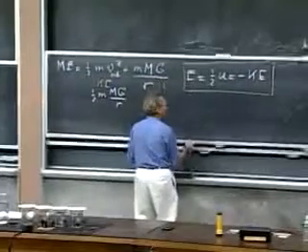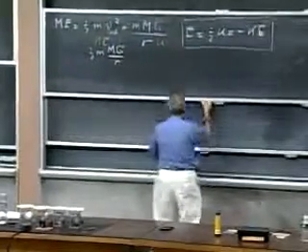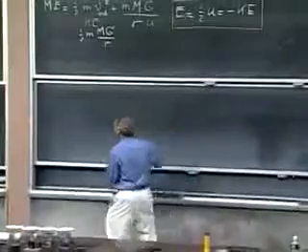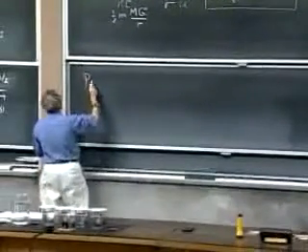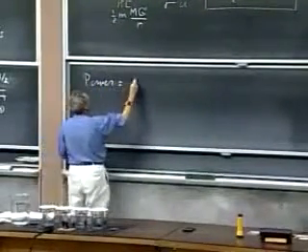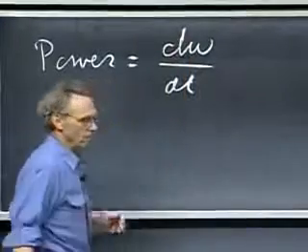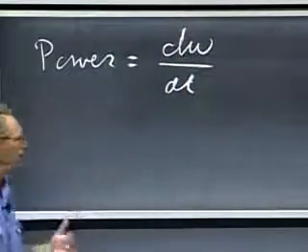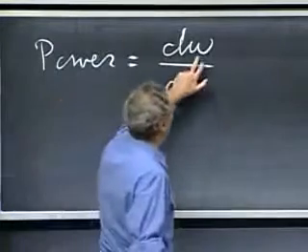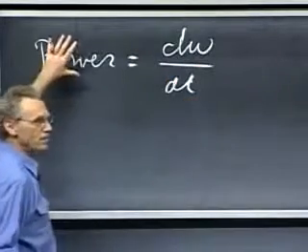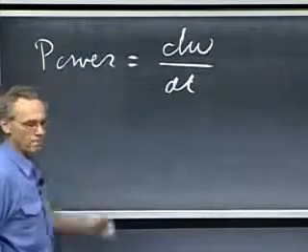What is power? Power is work that is done in a certain amount of time. dW/dt, if W is the work, is the instantaneous power at time t.